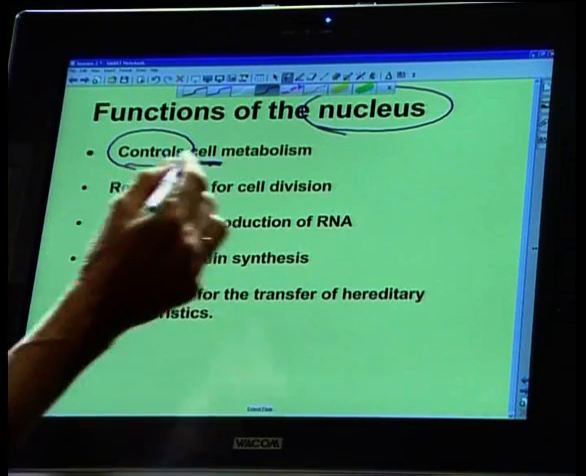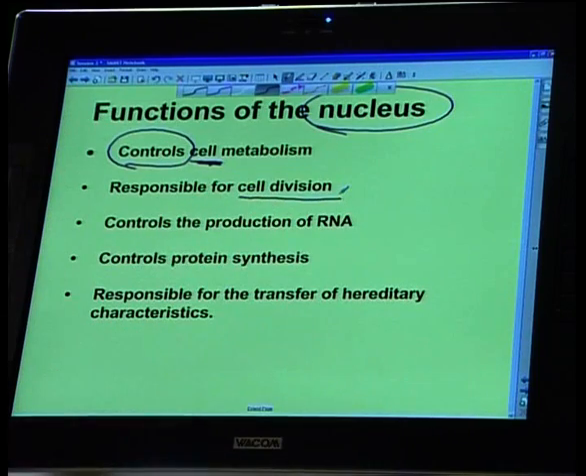It is responsible for cell division. Mitosis and meiosis can only occur if there is a nucleus. If there is no nucleus, well, guess what? It cannot occur. Meiosis will occur in the sex cells, in other words the gonads, and mitosis in every single somatic cell, which is a body cell in our bodies.